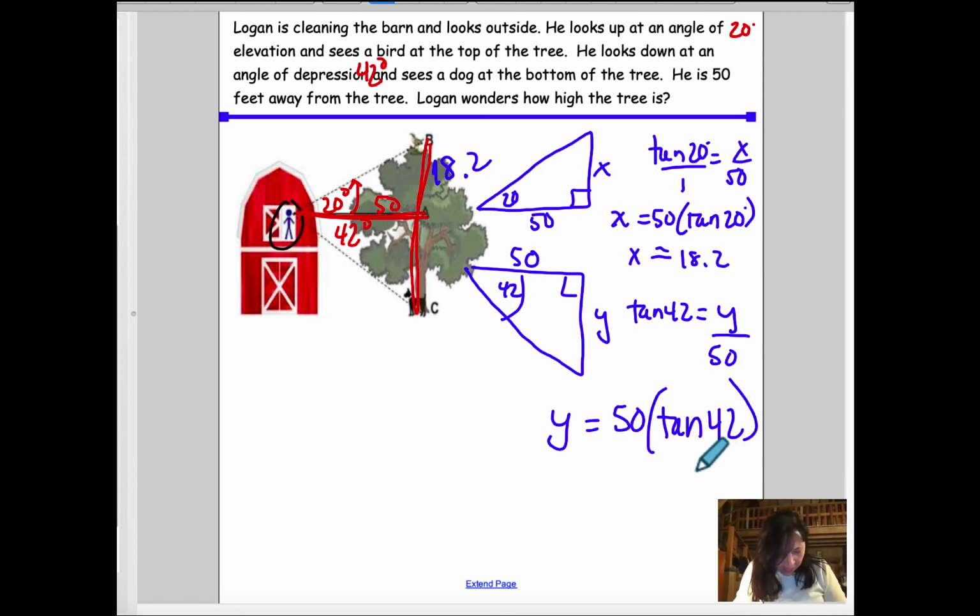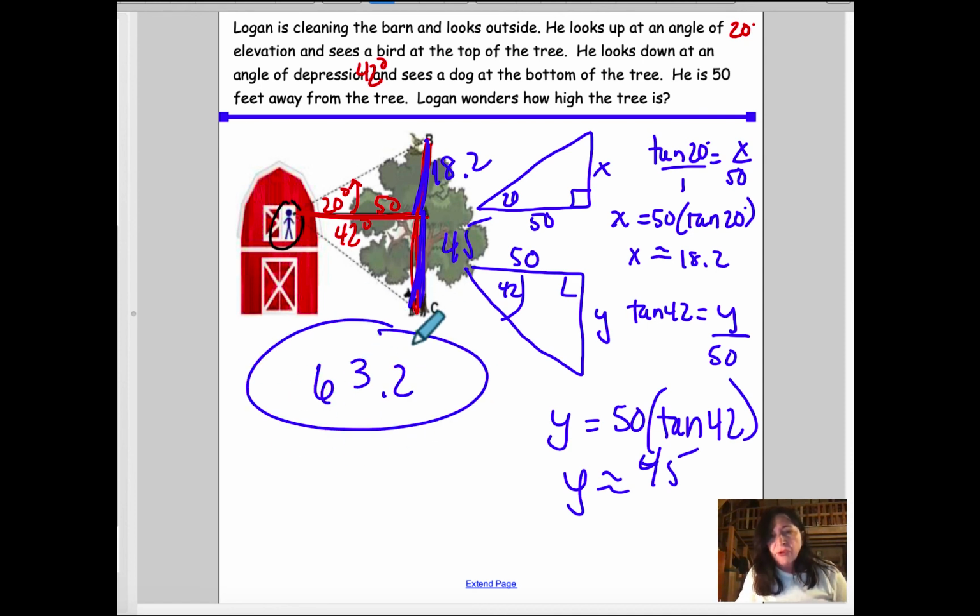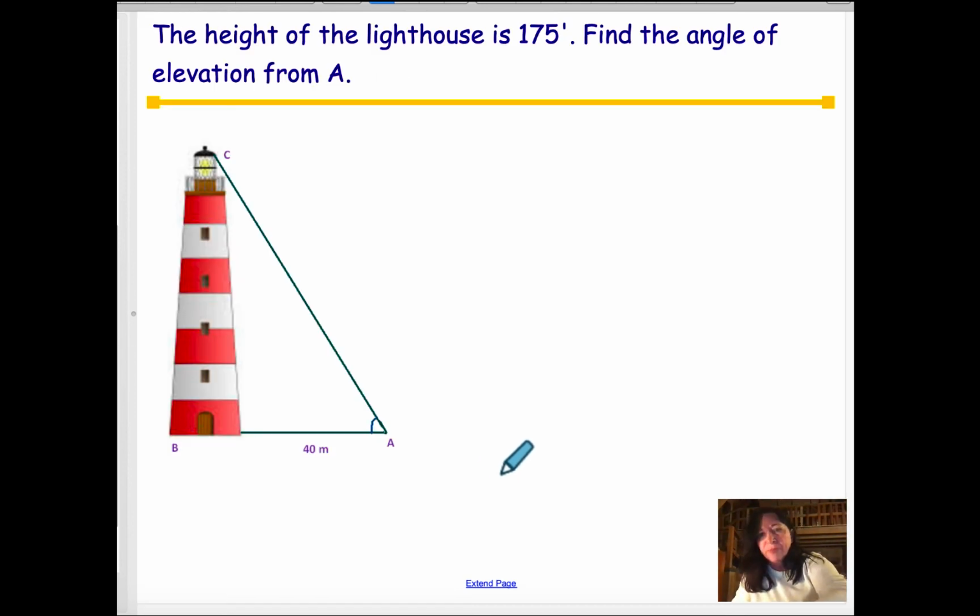Tangent of 42 is about 0.9. I'm going to multiply that by 50, and I'm going to get 45. So y is approximately 45. So that's 18.2, this is 45. We're going to go 45 plus 18.2, and I get 63.2. So the tree is 63.2 tall.